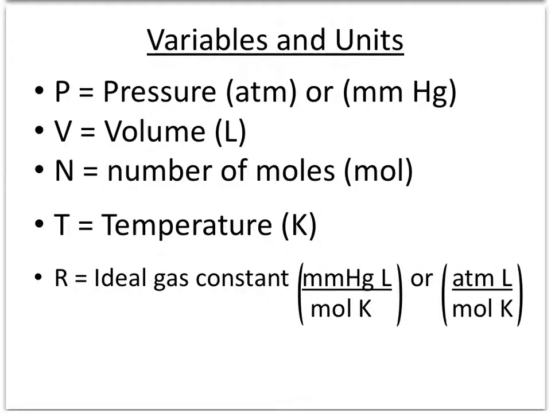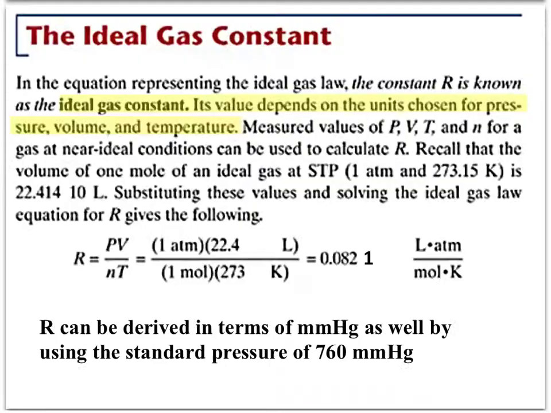Each component of the formula has an associated unit that goes with it. It's important to note that the unit for the ideal gas constant, R, depends on the unit of pressure that's being used. The ideal gas constant is derived from all of the STP values. As you can see from the formula below, when pressure is in atmospheres, the value for R is 0.0821 liter atmosphere per mole Kelvin.